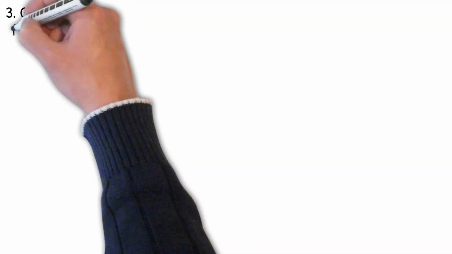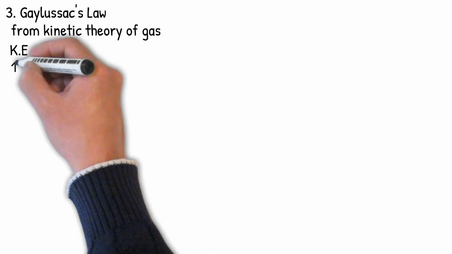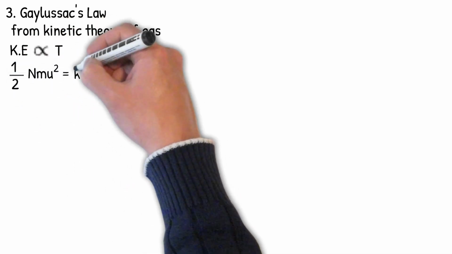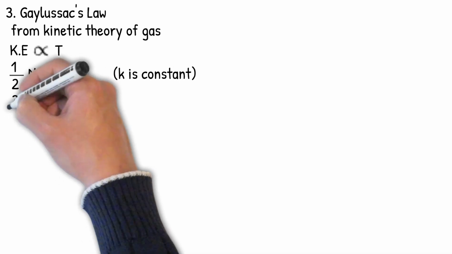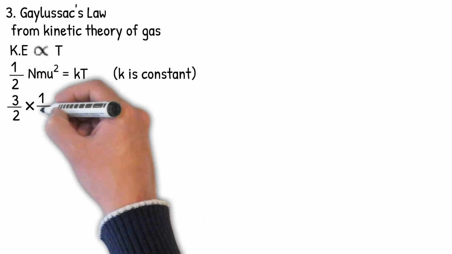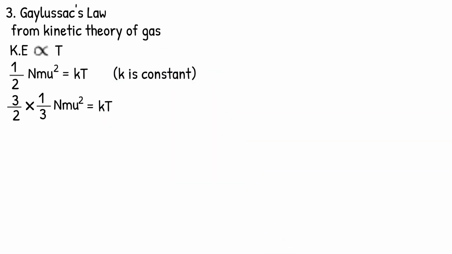Number 3. Gay-Lussac's law. From kinetic theory of gas, kinetic energy is directly proportional to absolute temperature. Kinetic energy equals 1/2 nmu² equals kT, where k is a constant. Introducing a fraction of 3/3, it becomes 3/2 times 1/3 nmu² equals kT. But the 3 is going to cancel itself, so it doesn't change the meaning of the equation.